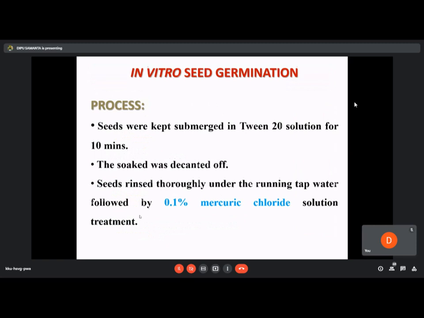Now another topic of cell and tissue culture, that is in vitro germination. The seeds are kept submerged in Tween 20 solution for 10 minutes, followed by rinsing thoroughly under running tap water, followed by 0.1% solution.